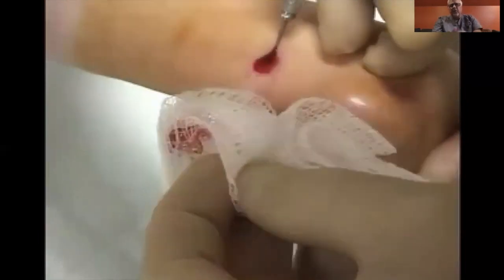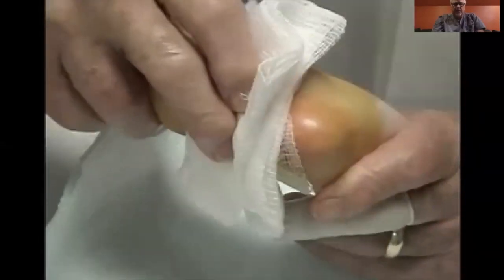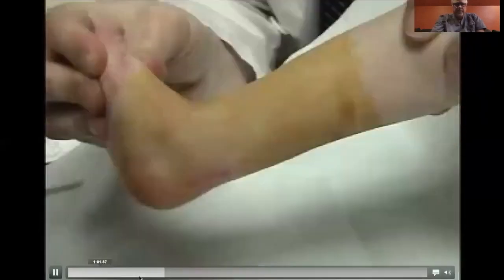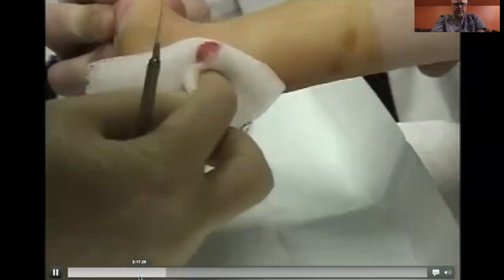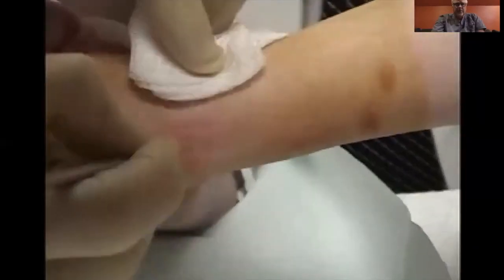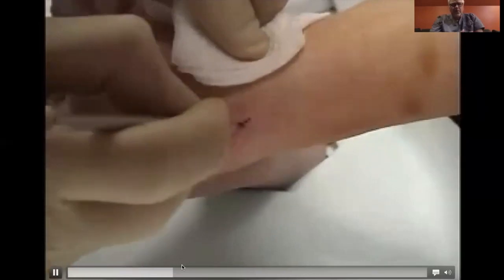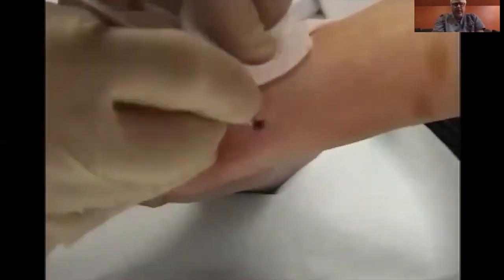But this can be done in a clinic setting. In certain instances, sometimes it's just easier to do it in the operating room under anesthesia. Otherwise, you can do it under a block. Here they're doing the other leg. It can be challenging doing these under a local. The kids are usually fighting you and trying to pull away.